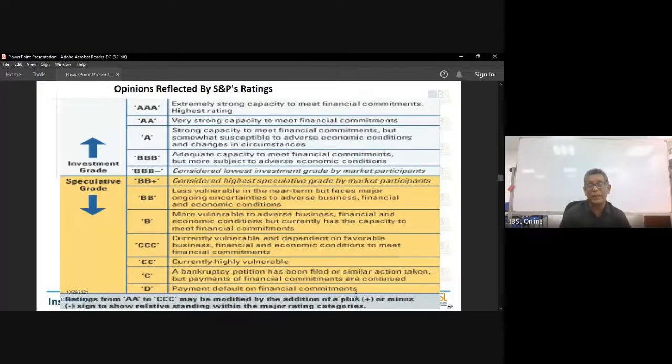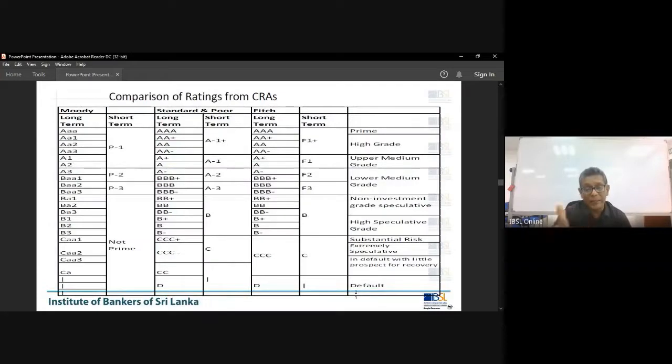That is why organizations try to maintain this particular level. If you go further down, then the risk is going to be higher and higher, and you need to pay more cost when you borrow. That is what these two rates indicate.